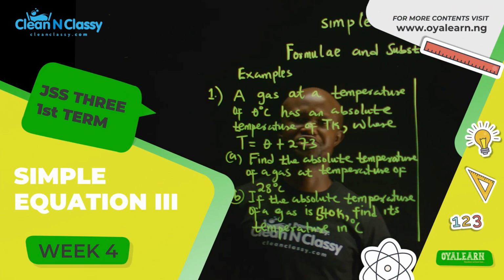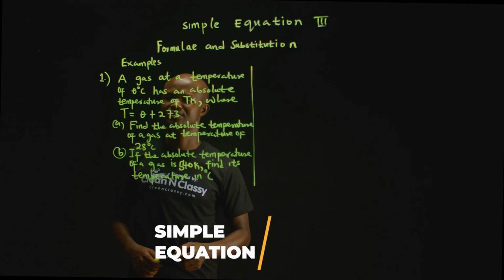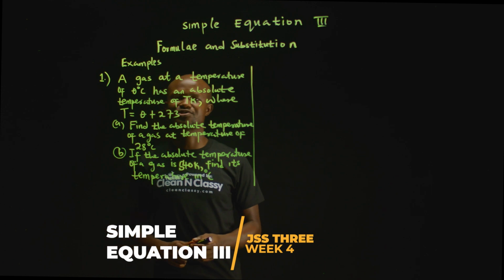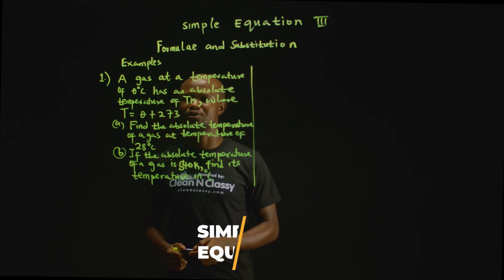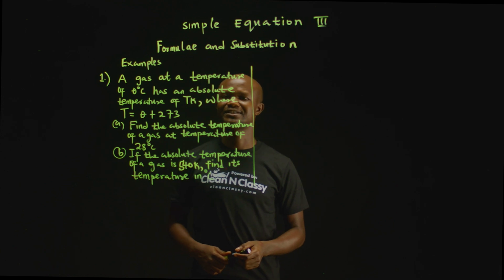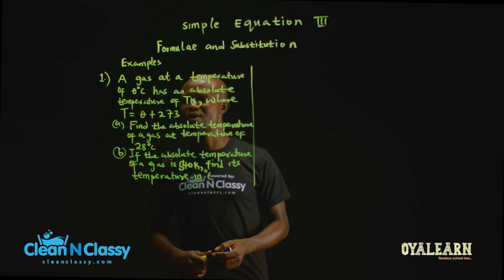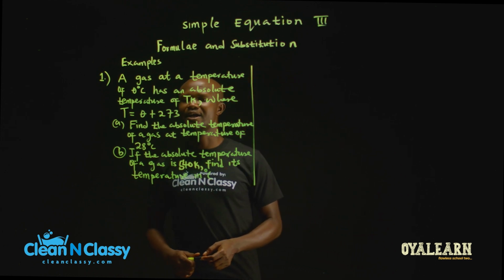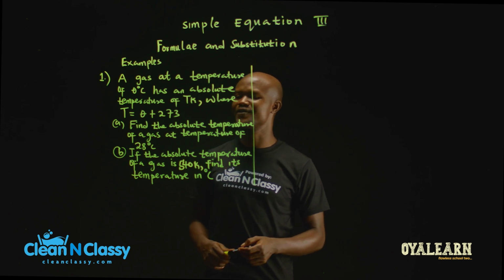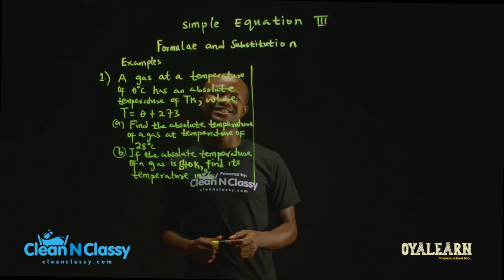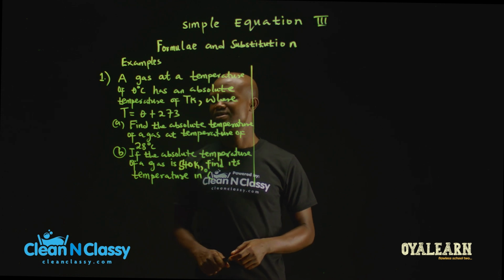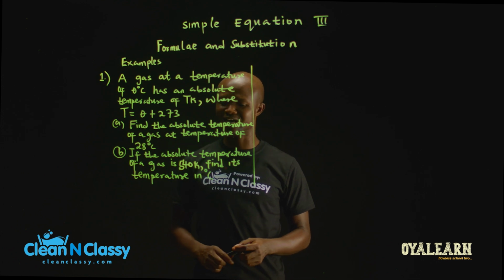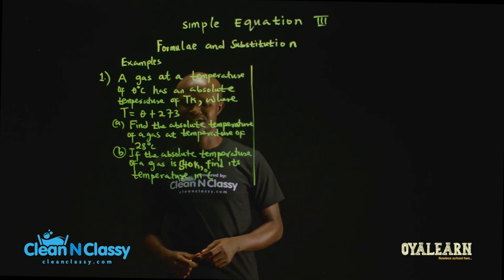Formula and substitution. Examples: a gas at a temperature of theta degrees Celsius has an absolute temperature of T Kelvin. That K means Kelvin. Take note. Where T equals theta plus 273. A. Find the absolute temperature of a gas at a temperature of 28 degrees Celsius. B. If the absolute temperature of a gas is 540 Kelvin, find its temperature in degrees Celsius.